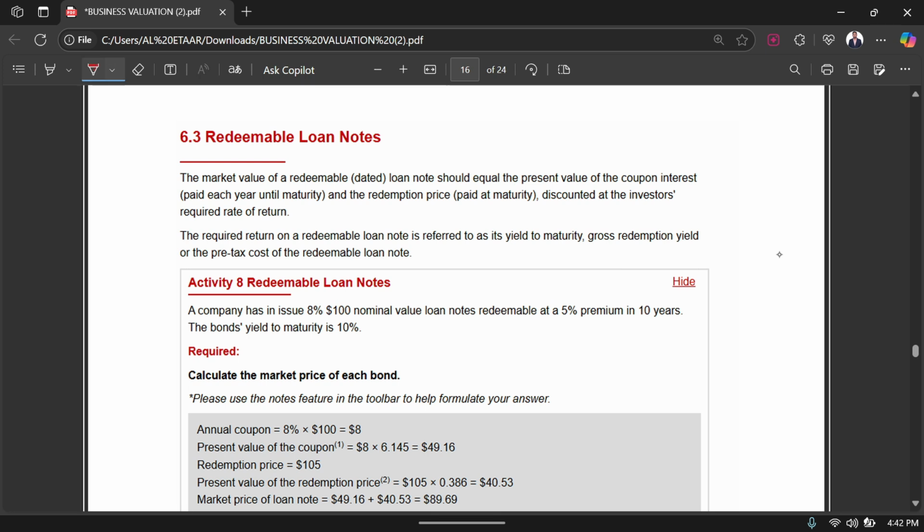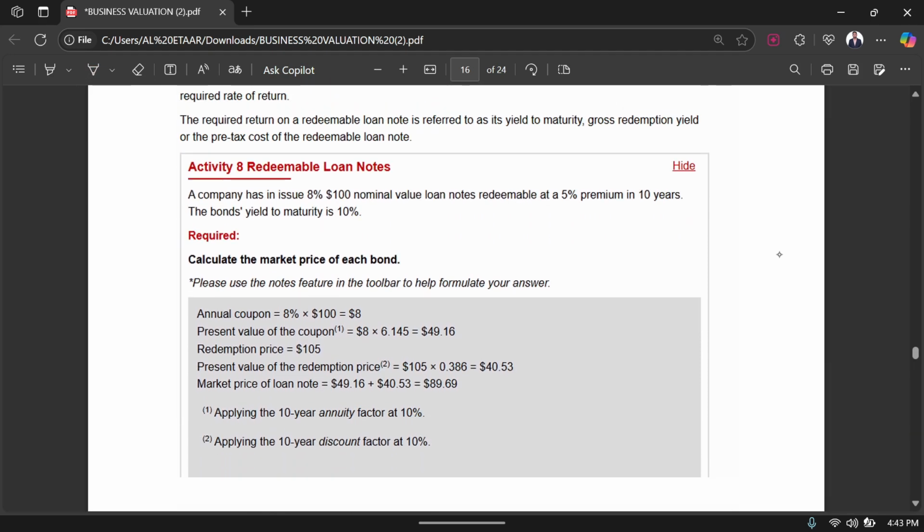So whenever you have redeemable loan notes which can be redeemed, how would you calculate the market value of the share? So now we are looking at redeemable loan note activity number 8. It says a company has issued 8% $100 nominal value loan notes redeemable at 5% premium in 10 years. The bond yield to maturity is 10%, which means the required return, and you are required to calculate the market price of the loan note.